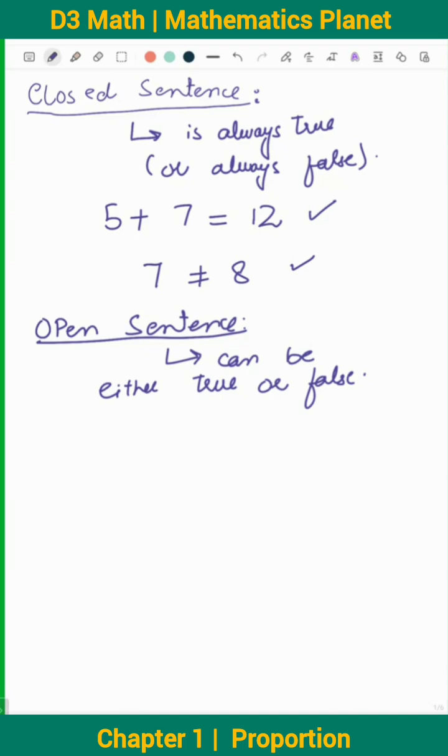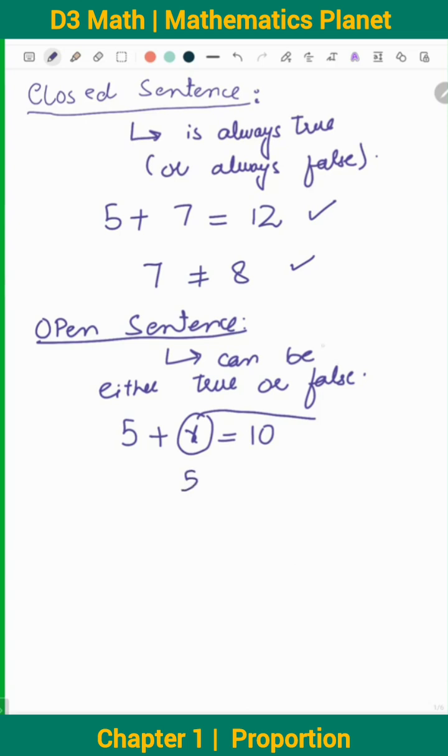Okay. So open sentences can be either true or false. For example, 5 plus x is equal to 10. So this is an open sentence. Now, whether this open sentence is true or false depends upon the value of x. If x is 5, then this sentence is true. If x is not 5, then this sentence is not true.